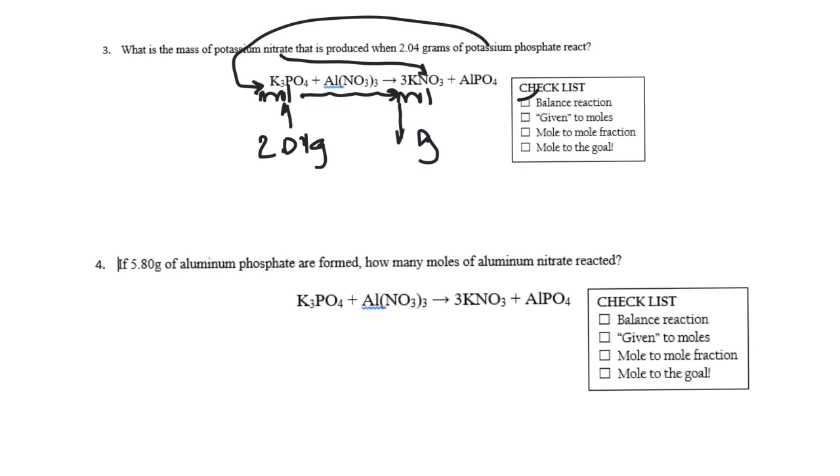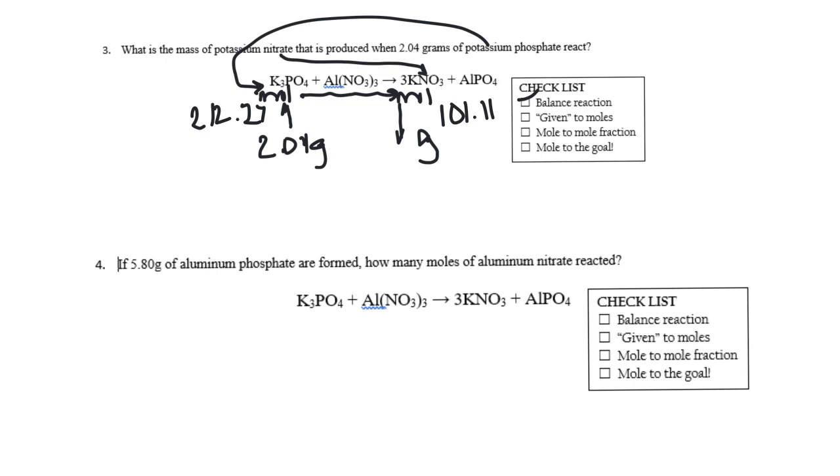So now before we're ready to jump in, let's get our molar masses. K3PO4: it's going to be 3 times potassium plus 1 times phosphorus plus 4 times oxygen. And I get 212.27. And then my molar mass of potassium nitrate is 101.11. Okay, now I'm ready to set everything up.